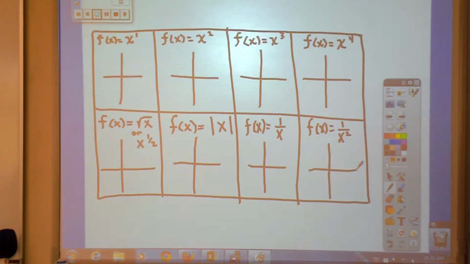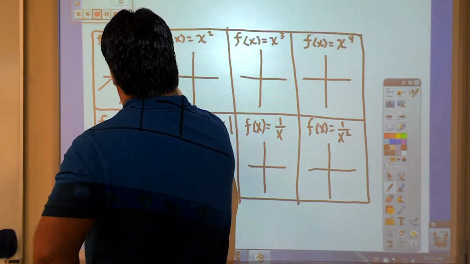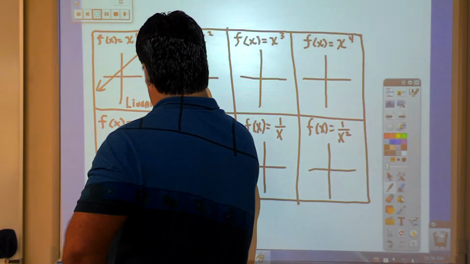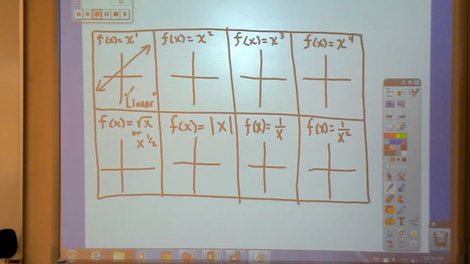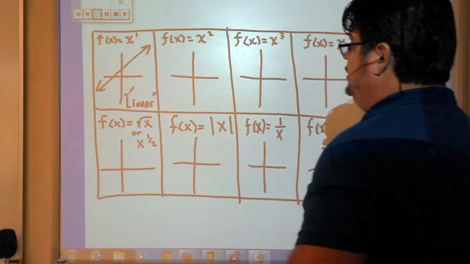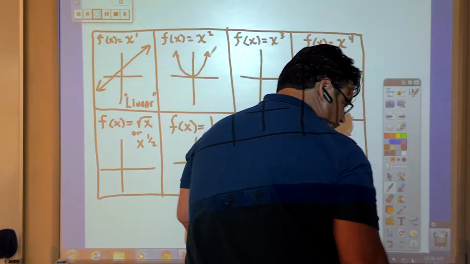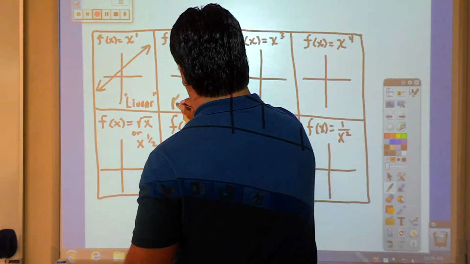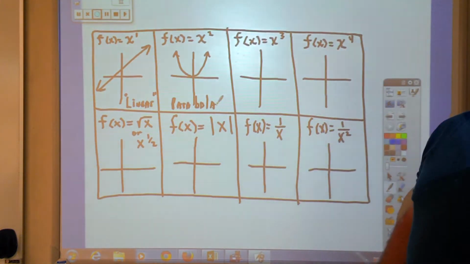All right, so the first one, anytime you have x to the first power, you're going to have what kind of a line? A straight line, which means linear. Anytime you have x squared, it's going to look like a horseshoe. And that's a parabola.